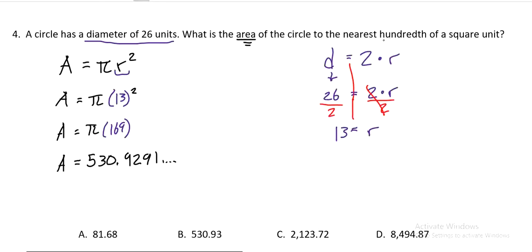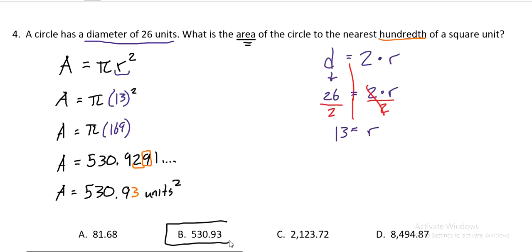They wanted us to round to the nearest hundredth of a square unit. So the hundredth is 2 numbers after the decimal. So this is the number we're making a decision on. Is this 2 going to stay a 2, or is it going to go up to a 3? We look at the 9 behind it. Since there's a 9 behind it, and that's greater than 5, that 2 is going to round up to a 3. So the area will equal 530.93 square units. What do you say? Units squared. Choice B.